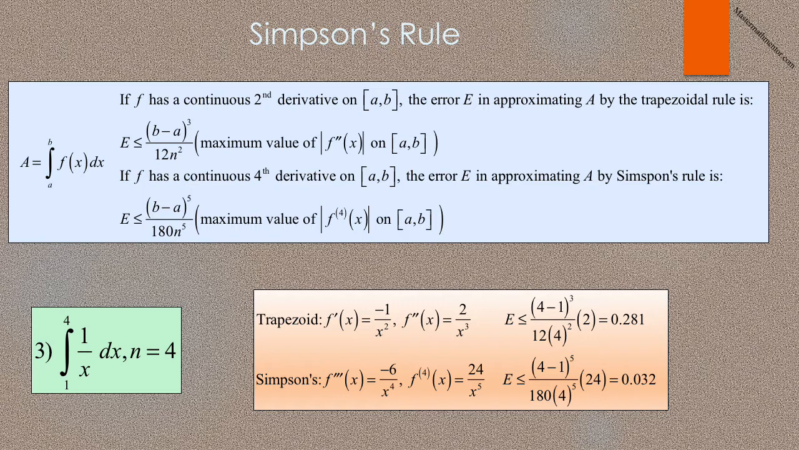For Simpson's rule, the third derivative is negative 6 over x to the fourth, and the fourth derivative is 24 over x to the fifth. So the maximum error must be less than or equal to (4 minus 1) raised to the fifth power over 180 times 4 to the fifth times the maximum value of the fourth derivative on 1 to 4, and that is 24. So our answer is 0.032.